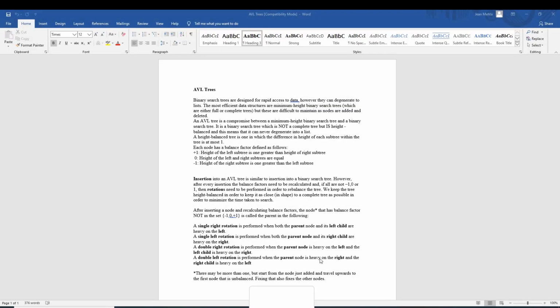Today we're going to build an AVL tree. In order to do that, we're going to need a couple of documents that are in the module, and this is one of them.